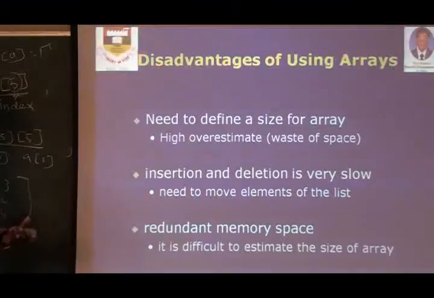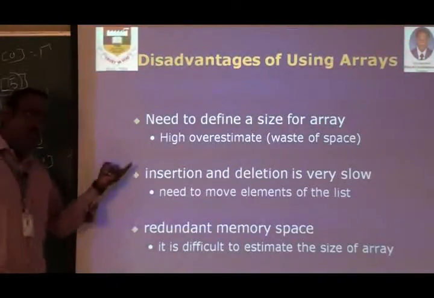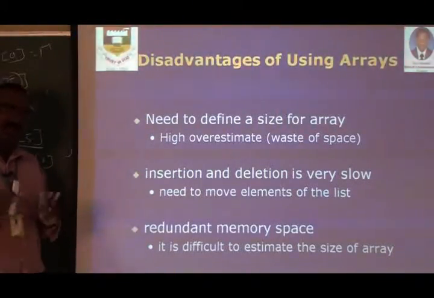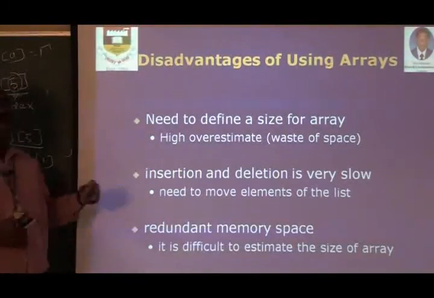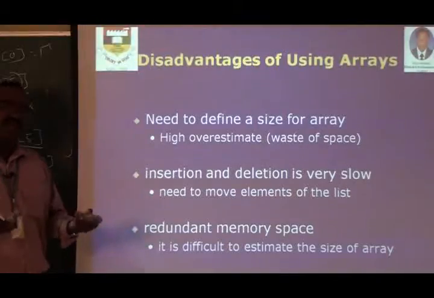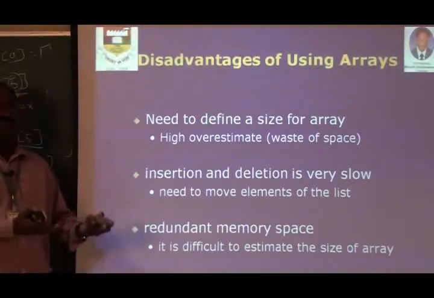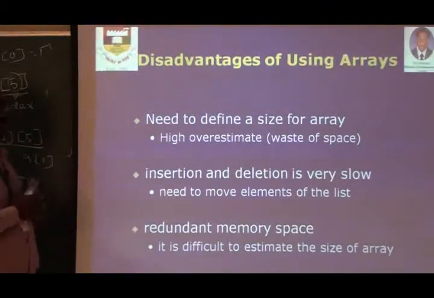So now what are the disadvantages of using an array for implementing a list? The size of the array needs to be defined and cannot be modified. Once you define the size as 10, it is always 10. So if you need only 3 elements, all the 7 positions are still wasted. So there is memory waste, a high overestimate. You give 100, but the items are 3. All the 97 elements are waiting, and you cannot use that memory location for some other purpose. It's entirely a waste of space.